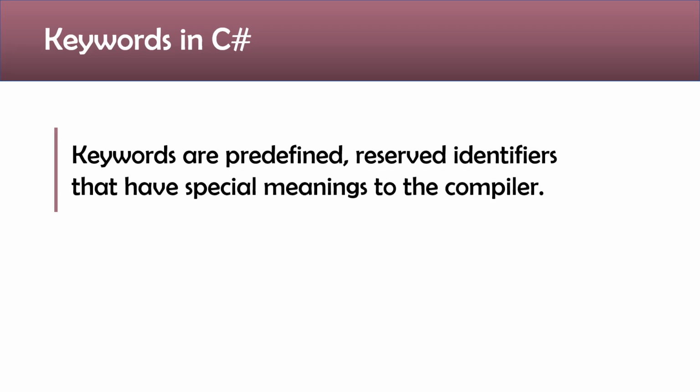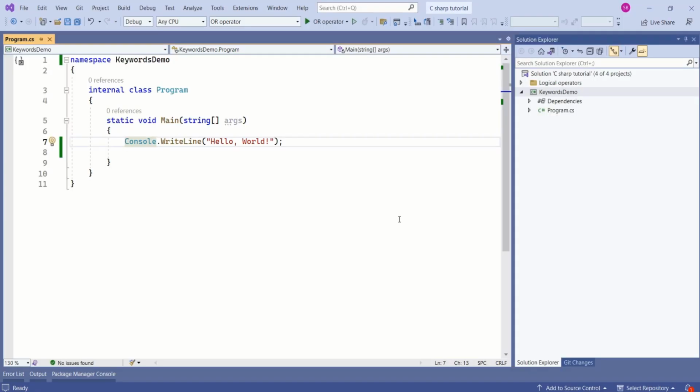In C#, keywords are predefined reserved identifiers that have special meanings to the compiler. Look at the simple console application. Here itself, we can find so many different keywords. Here, namespace is a keyword, internal is a keyword, class is a keyword, static is a keyword, then comes the void. Here we have string, even this is a keyword.